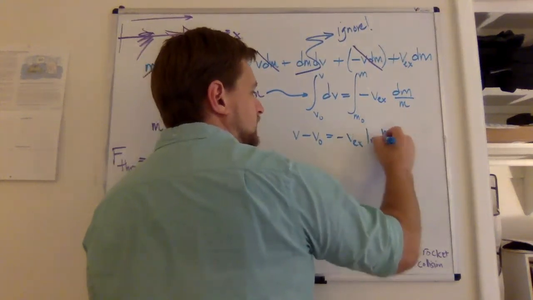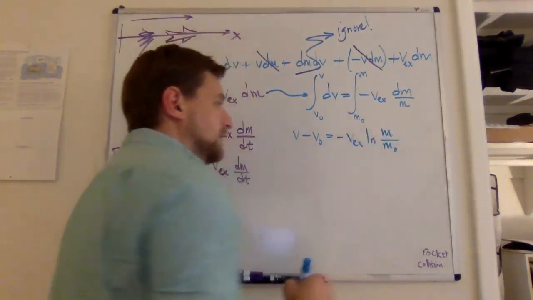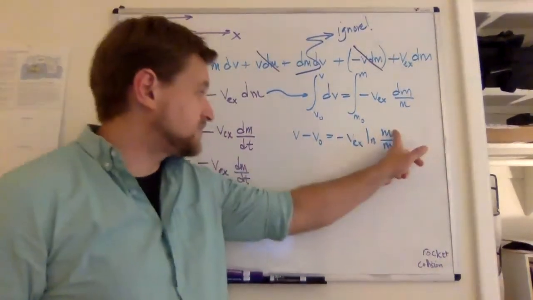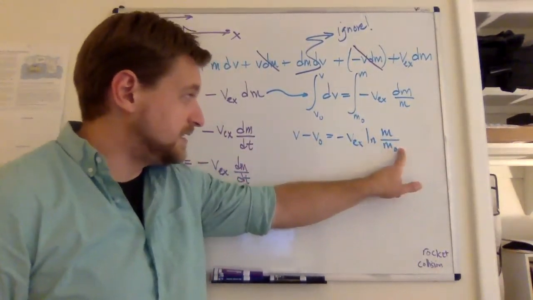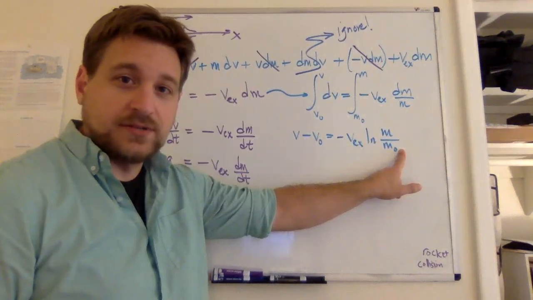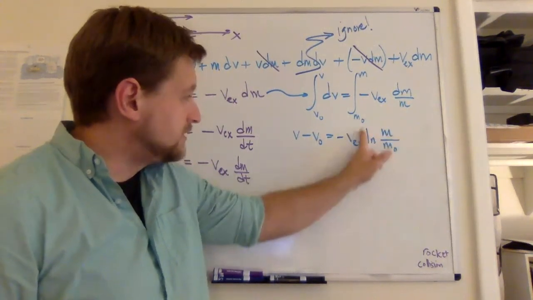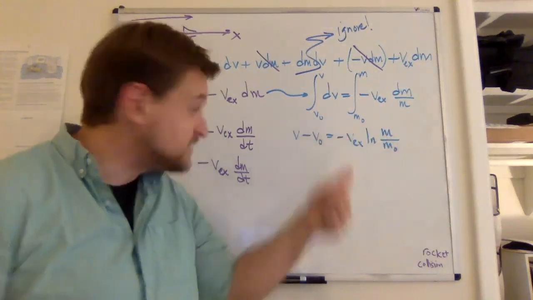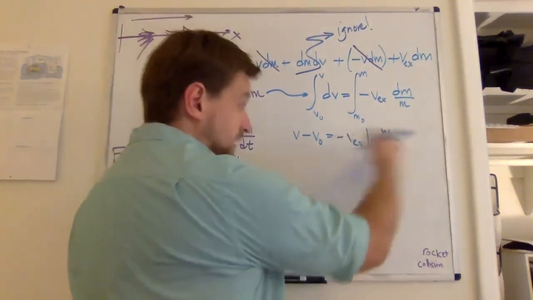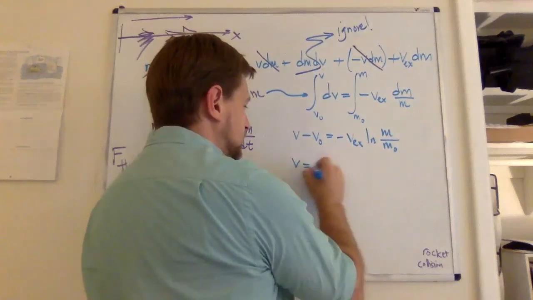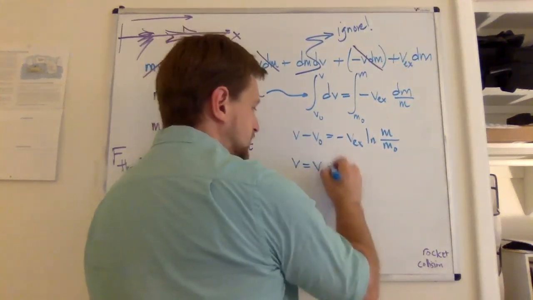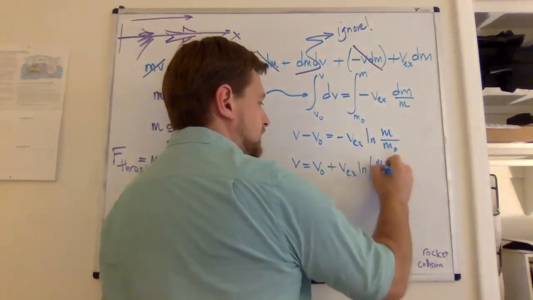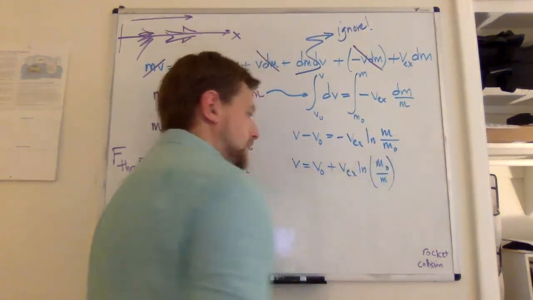That gets us a natural log of M over M0. Now, if this is a rocket, we're expelling fuel. The actual mass we have is less than the mass we started with, so the natural log of a fraction less than 1 is going to be negative. We can change that if we multiply that minus sign through: V equals V0 plus V exhaust ln M0 over M.